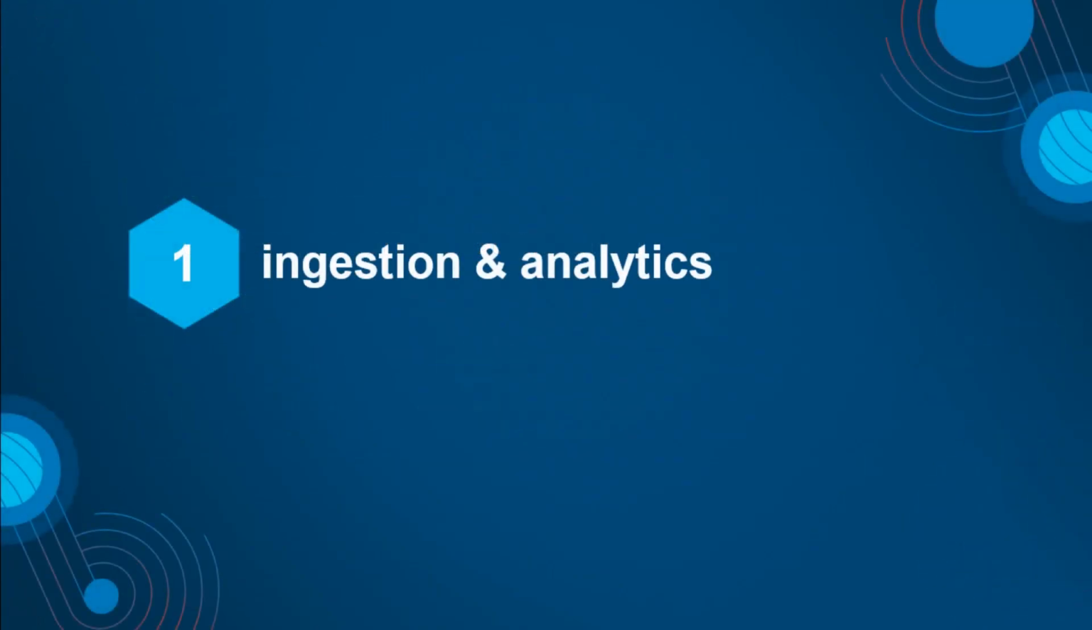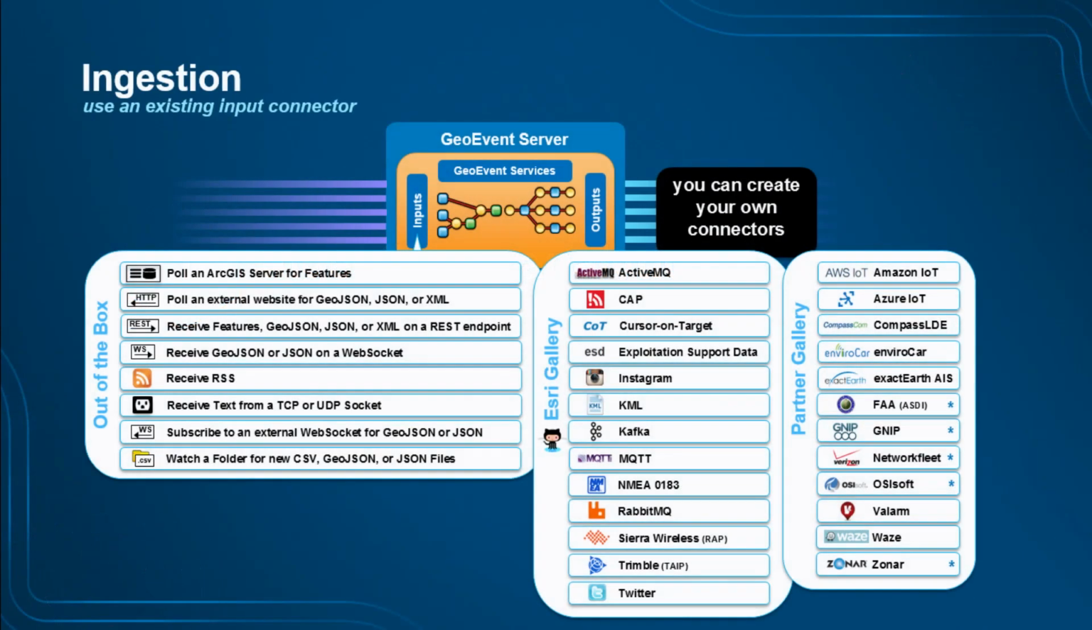So we'll get started with ingestion and analytics in GeoEvent. You bring streaming data into ArcGIS GeoEvent Server via an input connector. And there's a variety of these input connectors that come out of the box. These input connectors handle common data formats like JSON, GeoJSON, XML, text, and what have you. And you can use them to pull data from a source. You can use them to receive data over a socket or an endpoint, for example. And you can also create your own connectors with the SDK.